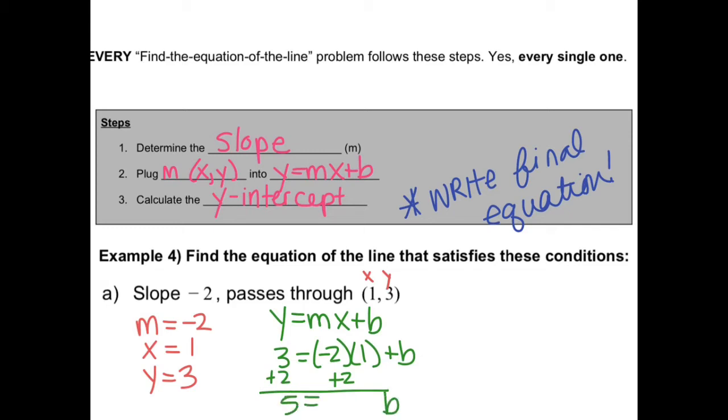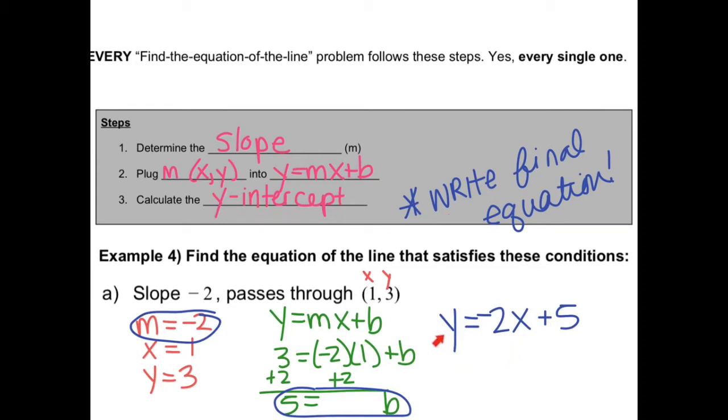And now that I know b equals 5, and m equals -2, I can plug in y equals -2x plus 5. You want to make sure that you write your final equation. Your final equation should have the x and y variables in it, because that represents the fact that you can have an infinite number of points on the line, but they all have to be connected using this slope, and they start at this y-intercept. So this is your final answer, y equals -2x plus 5, following these steps.